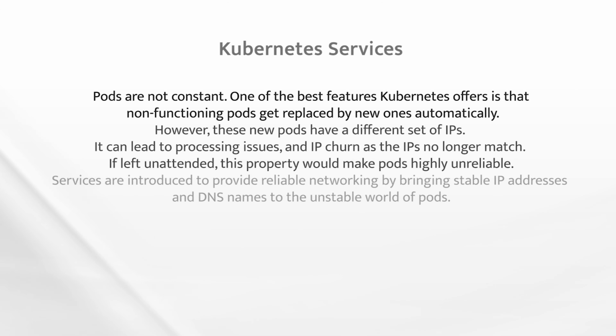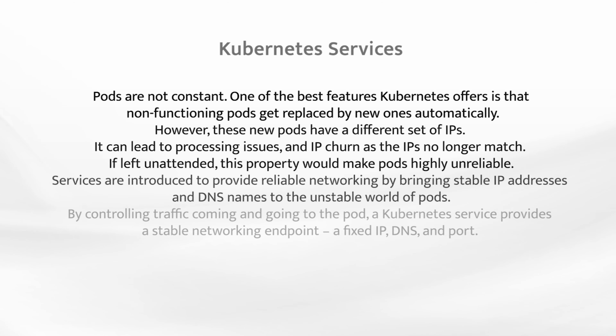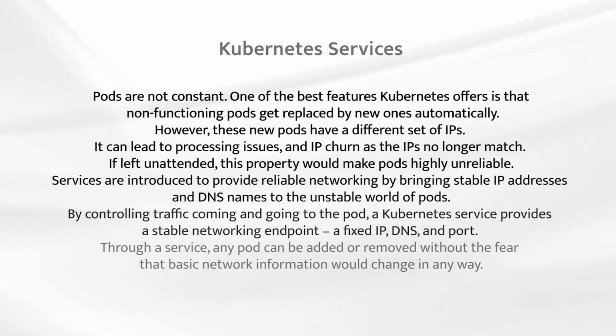Services are introduced to provide reliable networking by bringing stable IP addresses and DNS names to the unstable world of pods. By controlling traffic coming and going to the pod, a Kubernetes service provides a stable networking endpoint and fixed IPs, DNS, and ports. Through a service, any pod can be added or removed without any fear that basic network information would change in any way.